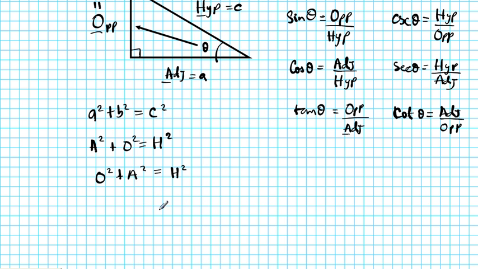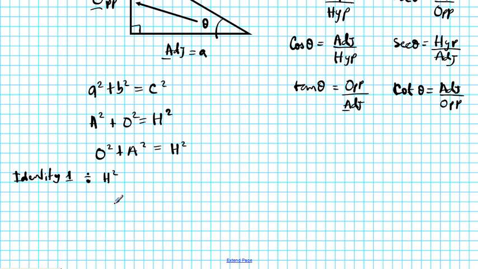Now I'm going to generate the three trig identities. For identity 1, I'm going to divide by, guess what I'm going to divide by? I'm going to divide by h squared. I'm going to divide everything by h squared.